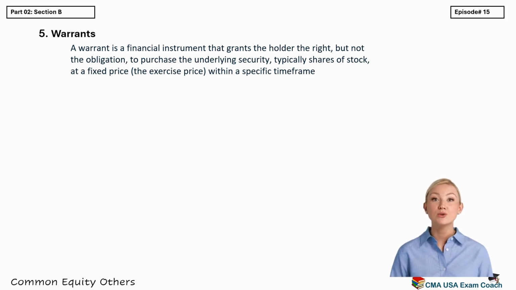Imagine a company issues a warrant that allows you to buy its stock at $20. If the market price of the stock rises to $30, you can use your warrant to buy at $20 and either keep or sell at $30, earning a profit of $10 per share. Now, there are different types of warrants, and it's important to understand the differences.